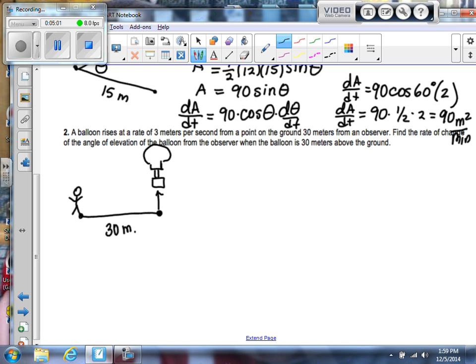Okay, so it rises at a rate of 3 meters per second. So we'll call this y, and dy over dt, it's adding 3 meters every single second. Okay, so find the rate of change of the angle of elevation of the balloon from the observer. We're going to pretend this observer is lying on the ground, actually. They don't have eyes on their toe, like I've just drawn it. All right, so we're going to find theta. We're going to find the rate of change of theta. So basically, we need something that relates 30, theta, and y. So what's an equation that relates those things?